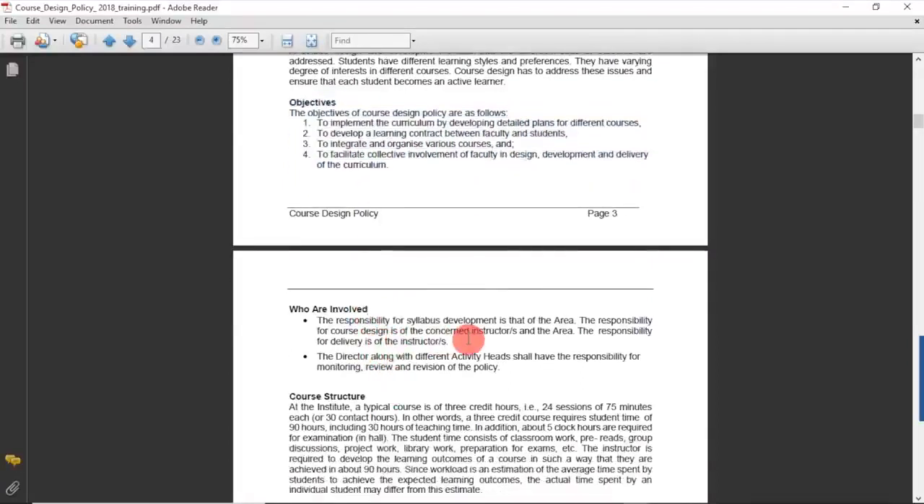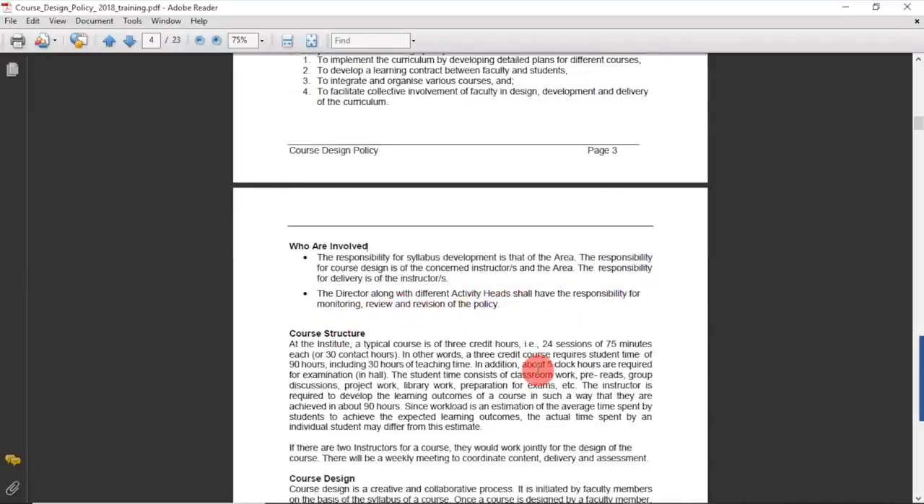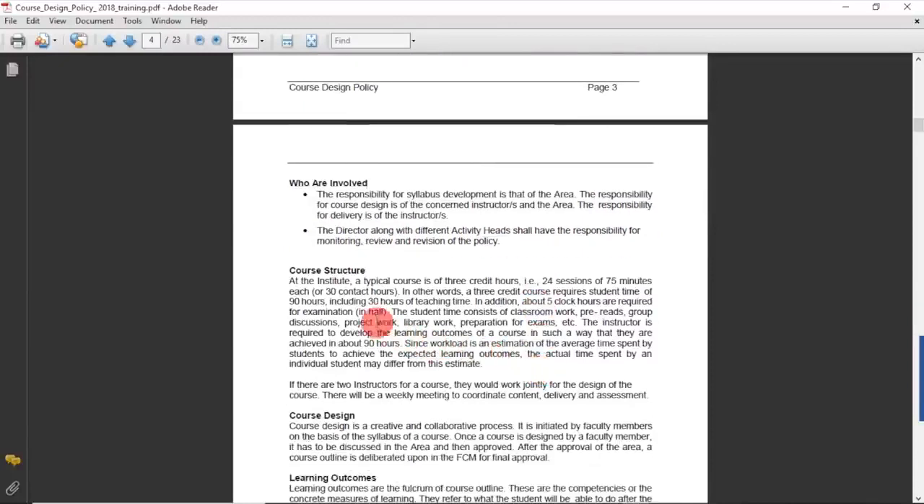Who are involved, right? So in university it is basically board of studies. Who the different members in that board of studies will be is something the university is going to decide. At the institution level, this is how we decided. The responsibility for syllabus development is that of the area. So the marketing area will develop their subjects, the finance area will develop their subjects, right? And the director along with different activity heads shall have the responsibility for monitoring, review and revision of this particular policy.